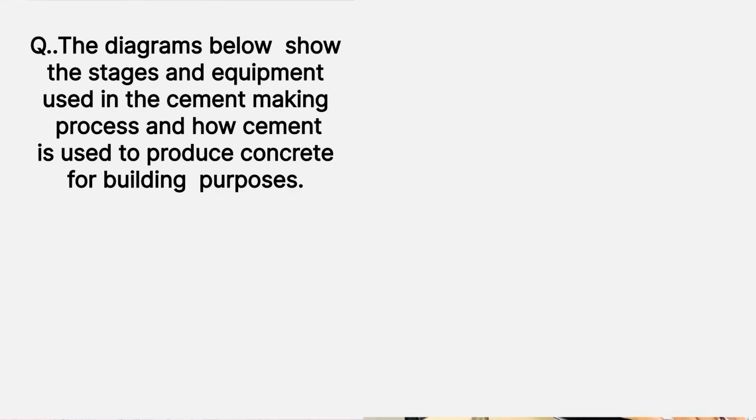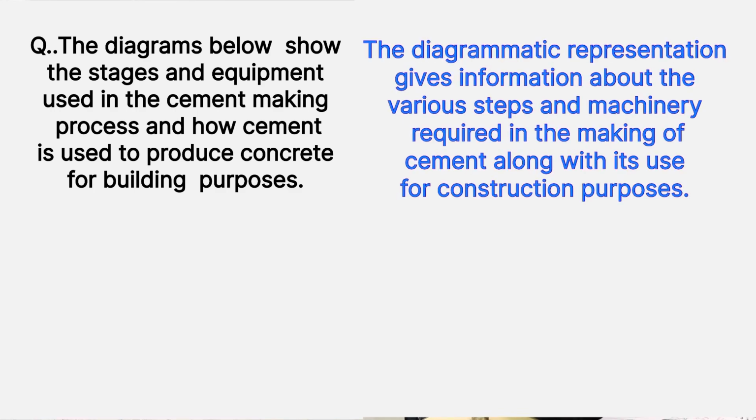Discuss the whole answer of this question by following its format. The diagrams below show the stages and equipment used in the cement making process and how cement is used to produce concrete for building purposes. Paraphrasing of this question will be, in place of the diagrams, we'll say the diagrammatic representation. In place of show, we'll say gives information. The question says the stages, we'll say various steps.